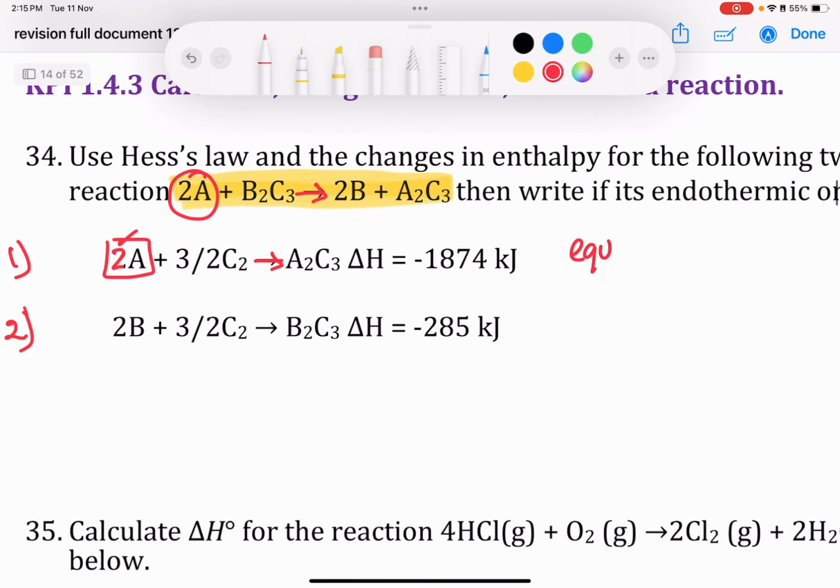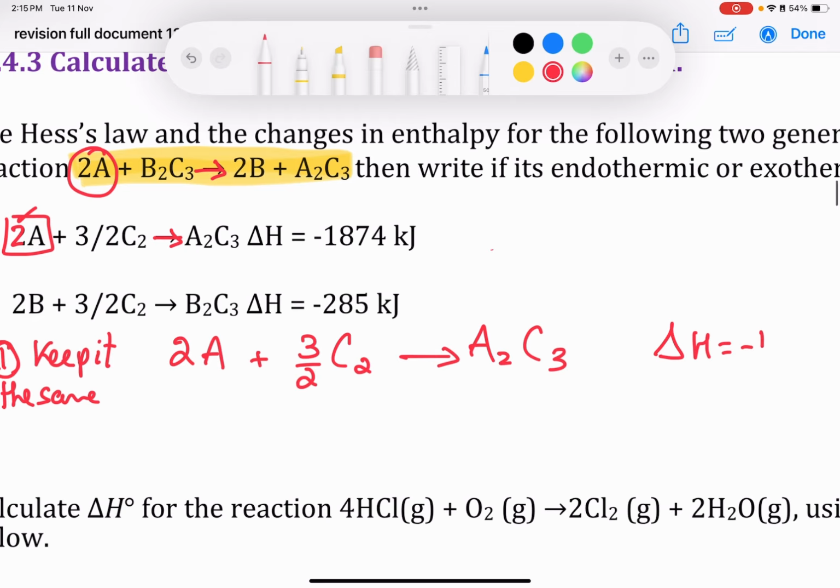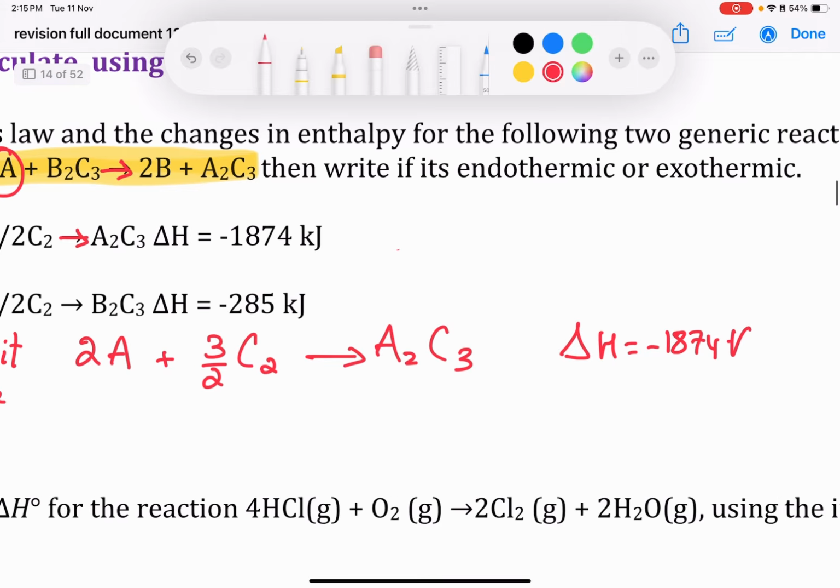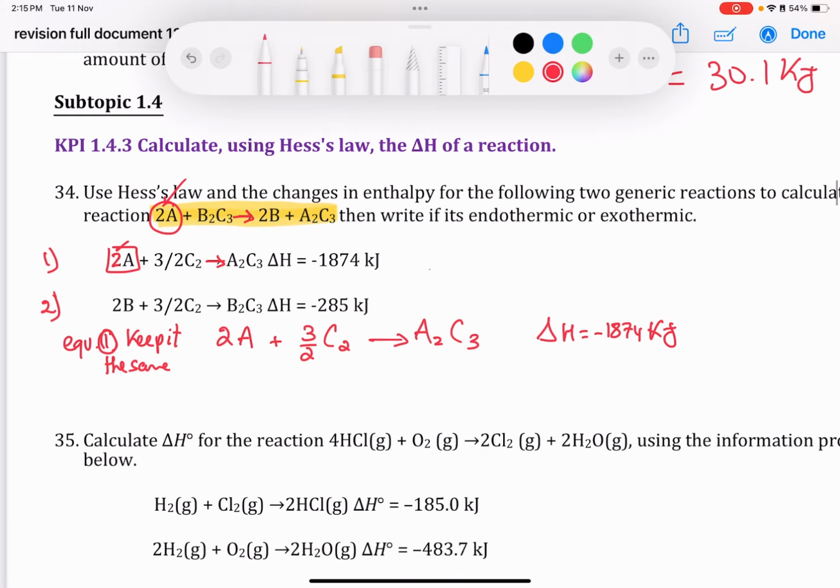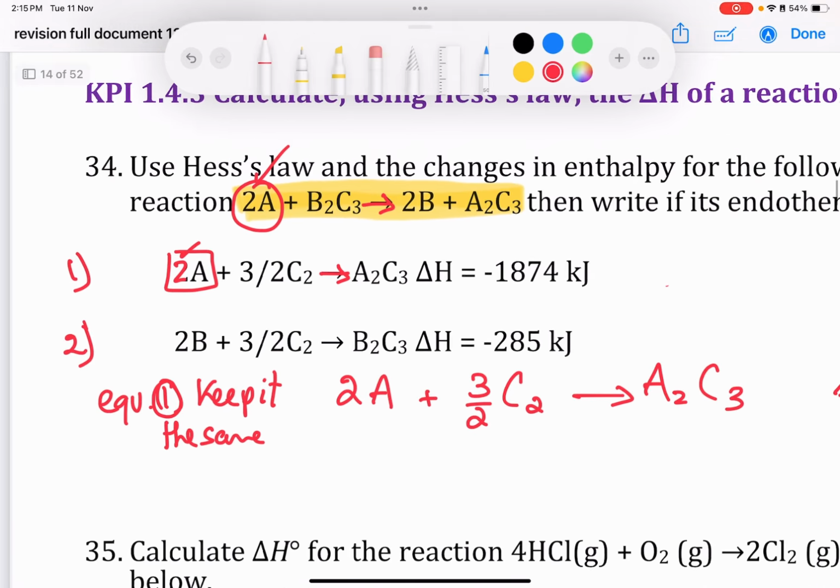So equation 1, keep it the same. And you write it again. So delta H will remain the same. I didn't do anything. Kilojoules. I'm done with this. Now let's look for B2C3. Where do I find it? Here it is. It's in 2.